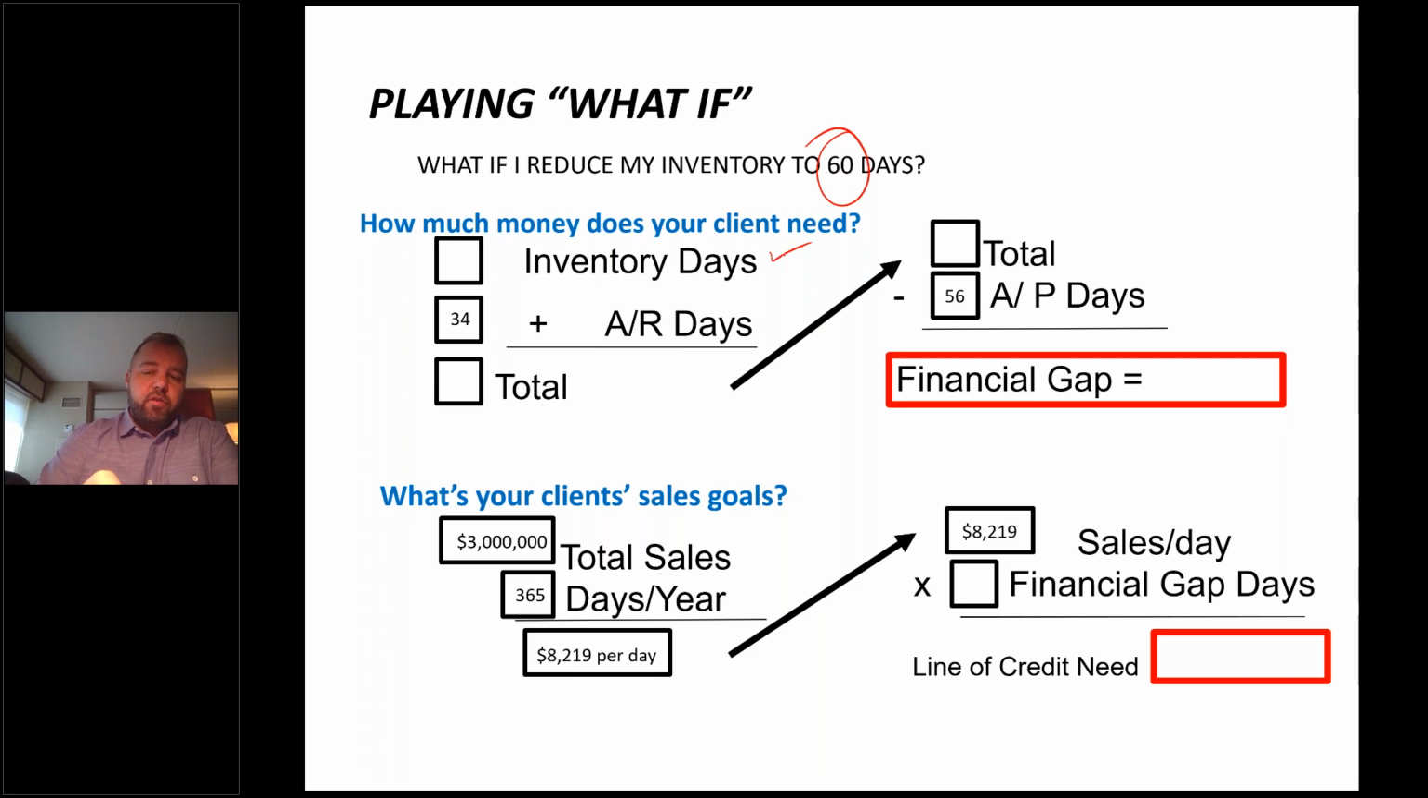So I got inventory at 60 days, AR 34 still, gives me 94. 94 minus the 56, because I'm still paying it, gives me 38 gap days. Using the same figures, I get the True Value contract. All I did was reduce my current inventory. I've got times 38 days. I need $312,000. Boom. We can put him in a position where he only needs about $300,000. Thing is, he doesn't know what he needs. This is how you figure it out. You need a line of credit of $312,000 to be able to finance your True Value contract.